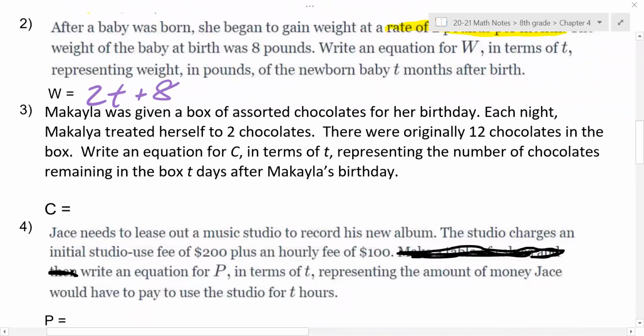Michaela was given a box of assorted chocolates on her birthday. Each night, Michaela treated herself to 2 chocolates. There were originally 12 chocolates in the box. Write an equation for C in terms of T, representing the number of chocolates remaining in the box T days after Michaela's birthday. Now this one here, we are having a reduction.